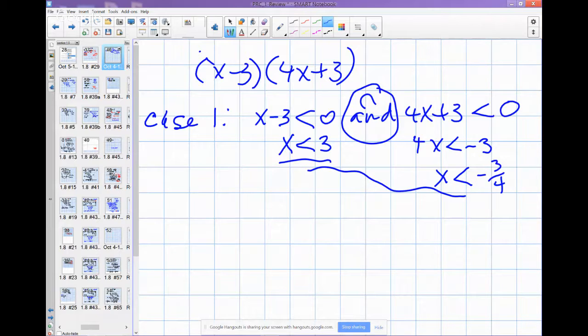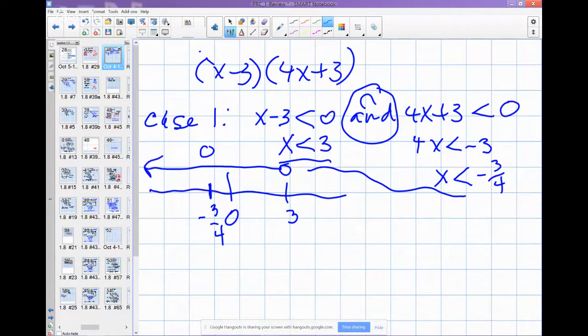Let me just show you. 0, let's say that's 3. Negative 3/4 would be about here. So if you're less than 3, it looks like this. And if you're less than negative 3/4, it looks like this. And what's in common between those two? Where's the overlap? So all of case 1 comes down to x is less than negative 3/4. So if that's the case, and by the way, what happens if you multiply by two negatives?